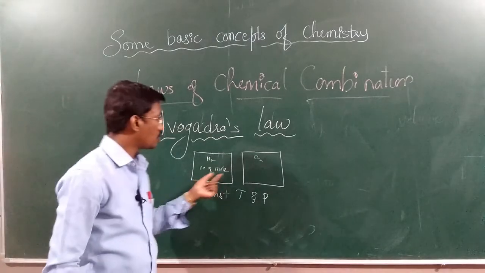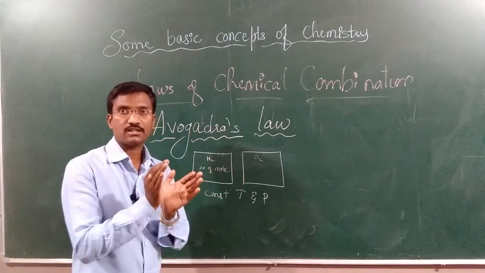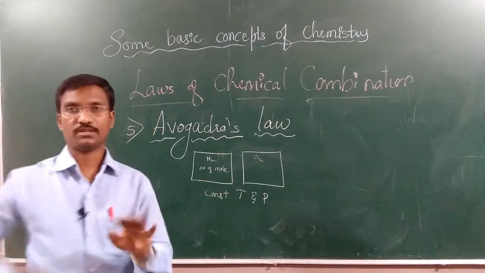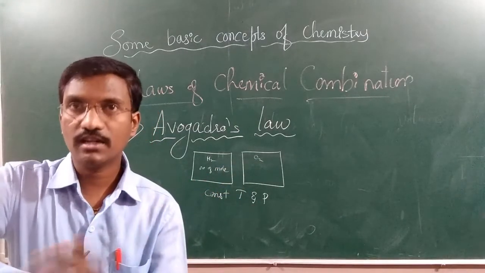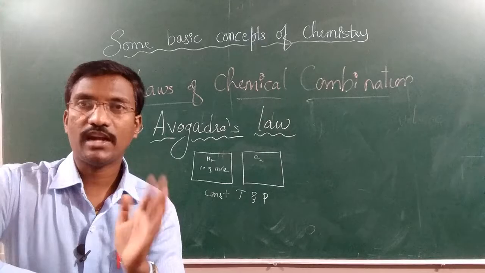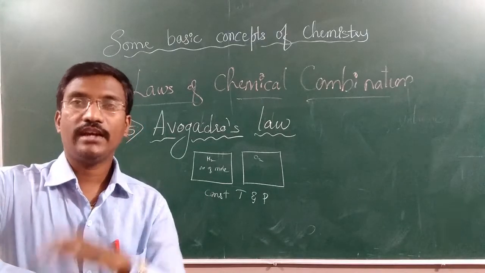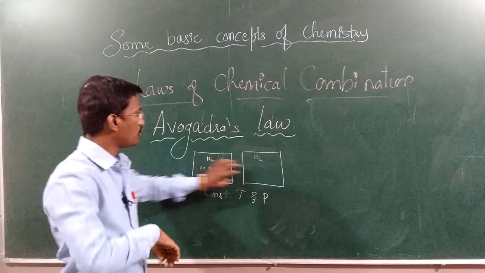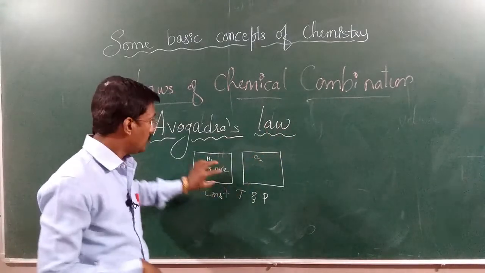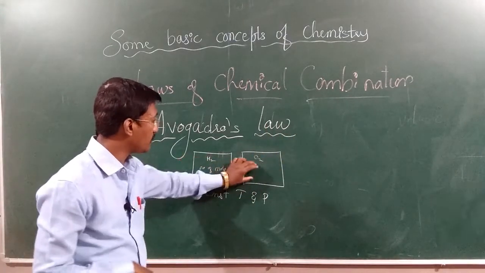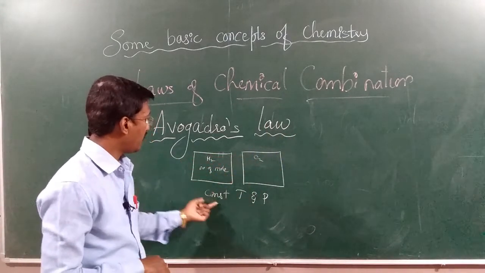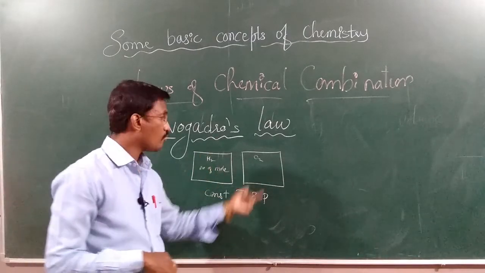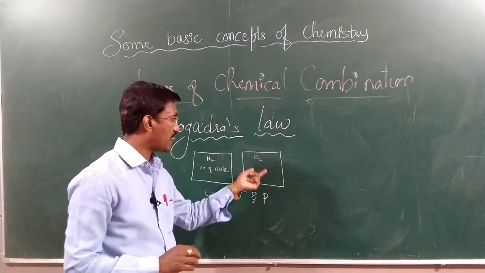They should have the same space, the container should have the same volume, and temperature and pressure should be constant. Both the volume, the temperature and pressure should be the same. At that time, it's understood the number of atoms present, it may be hydrogen or nitrogen, oxygen, anything. If the hydrogens have equal volume and the temperature is the same, then how many atoms of hydrogen are there?